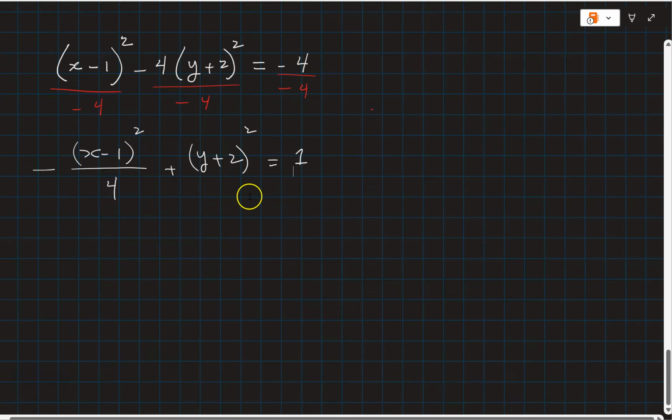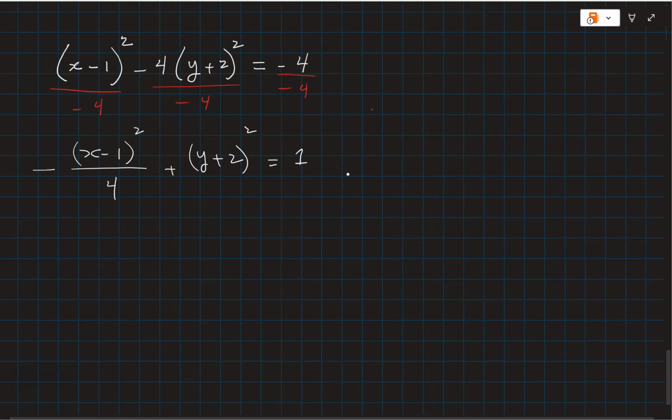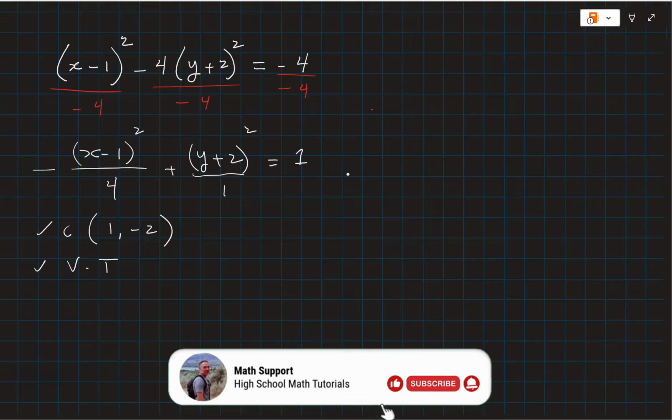Okay, now if you want to, you can switch them around and put the y plus 2 squared first, but as you can see here, the denominator for y is 1. Now let's write up all the information that we need, and be aware of what is happening between the conjugate axis and the transverse axis. So the center is 1, -2, okay? And we now have the vertical transverse axis.